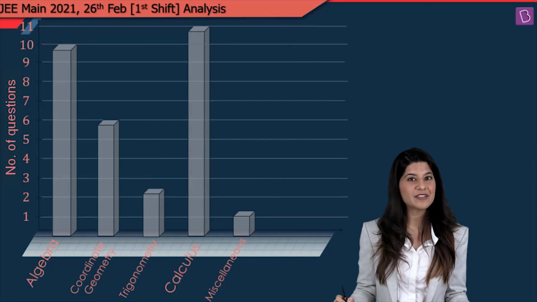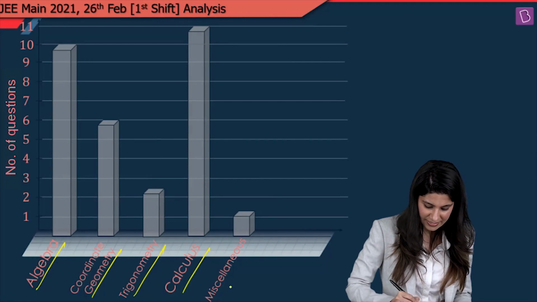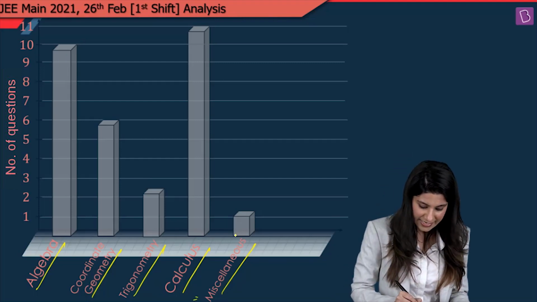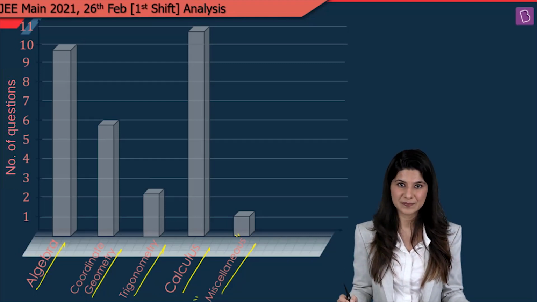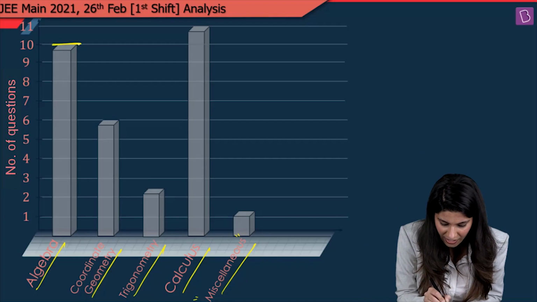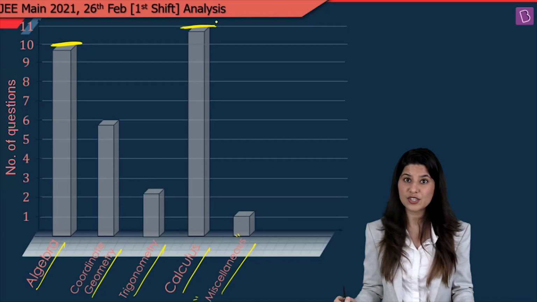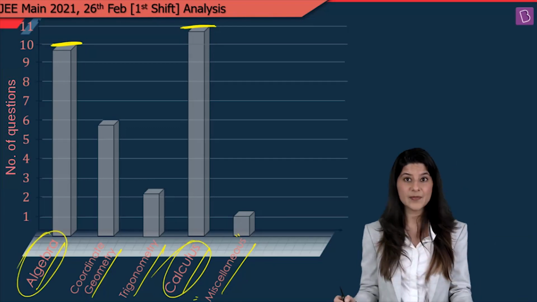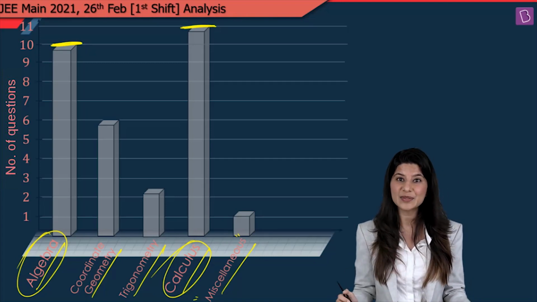For convenience, we have divided the whole mathematics syllabus into 5 different sections: algebra, coordinate geometry, calculus, trigonometry, and miscellaneous. Here, miscellaneous involves mathematical reasoning, statistics, and probability distribution. As you can see, from algebra there were 10 questions, and from calculus there were 11 questions. Total 21 questions from these two chapters out of 30. More than 50% of the paper was covered by algebra and calculus, right?